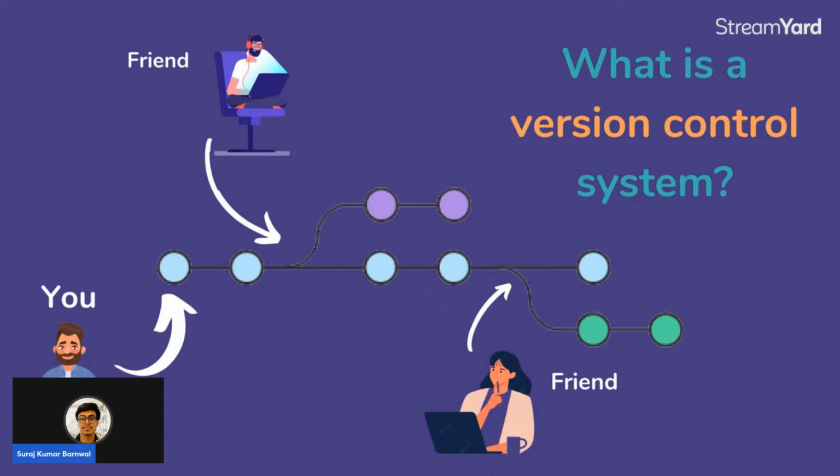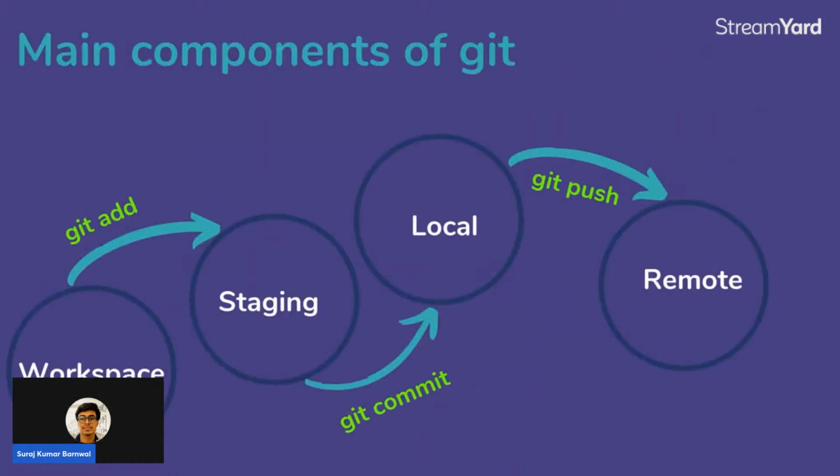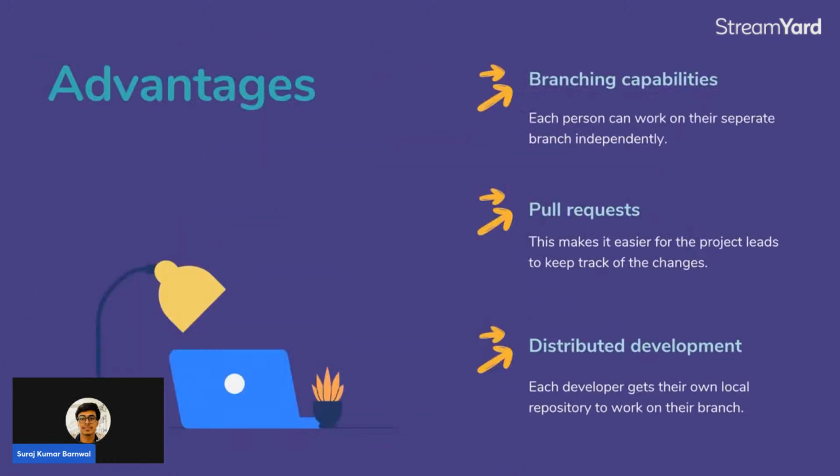It creates a request to the owner of the actual branch or the main branch, to pull some of the changes that are done in the source code to improve it. So that is what a pull request basically does. This is an advantage of Git because it makes it easier for the project leads to keep track of the changes. Okay. So also Git offers us distributed development.